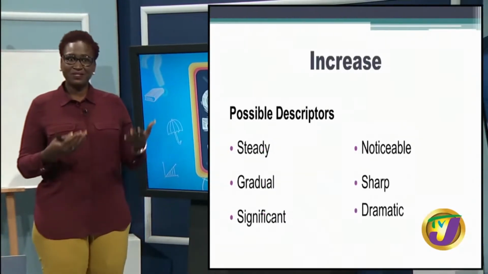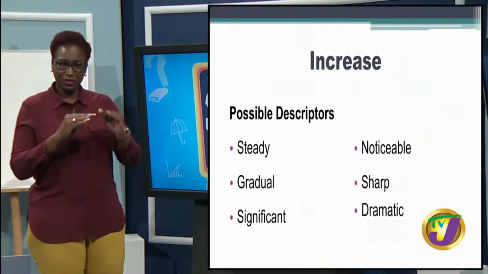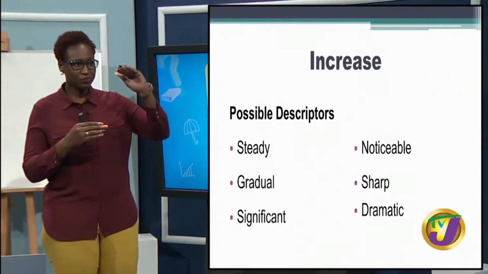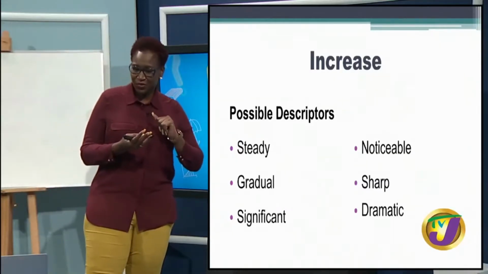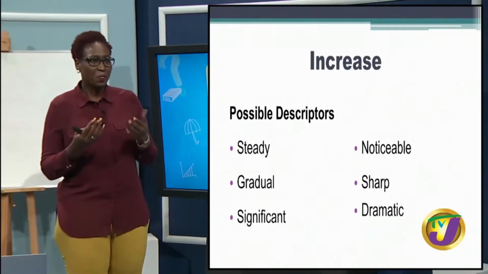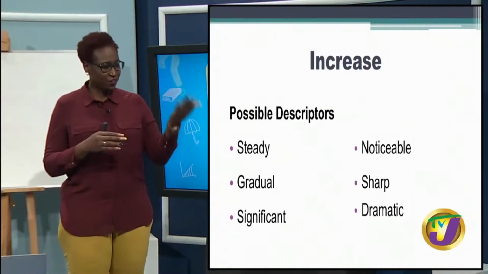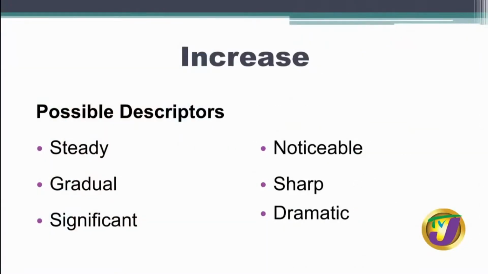So the increase can be steady. So it's almost predictable in a way. So it's going up surely. You have gradual, similar to steady, of course. You have significant. So you had a case where figure A was this, and then figure B was much higher. So you had a significant increase. It can also be a noticeable increase, or a sharp increase, or a dramatic increase.